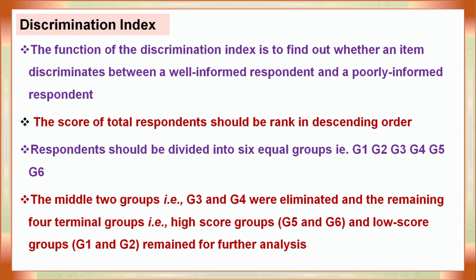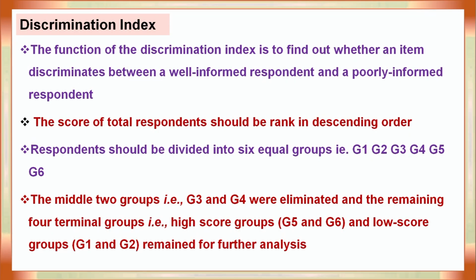What is the purpose of calculating or estimating this item discrimination index? The item discrimination index basically indicates whether the item you are selecting differentiates between a well-informed or knowledgeable person and a poorly informed or less knowledgeable person. Now, what do you need to do to calculate this item discrimination index?